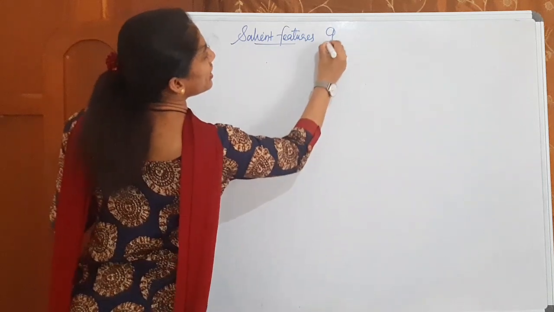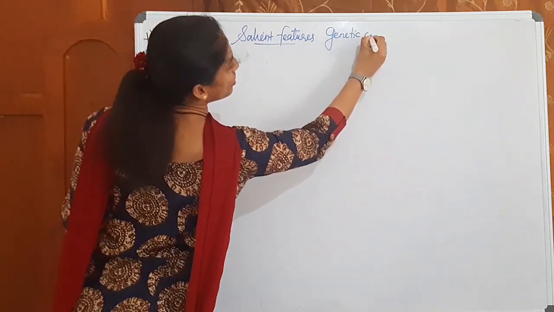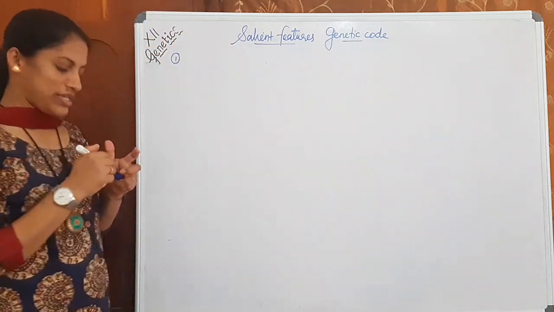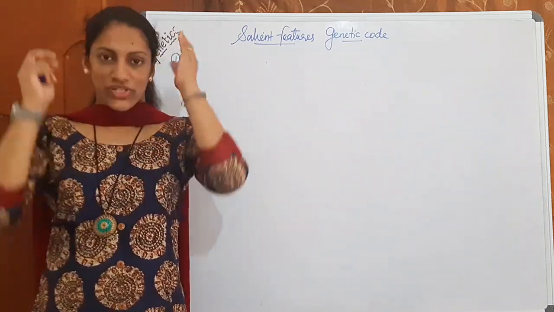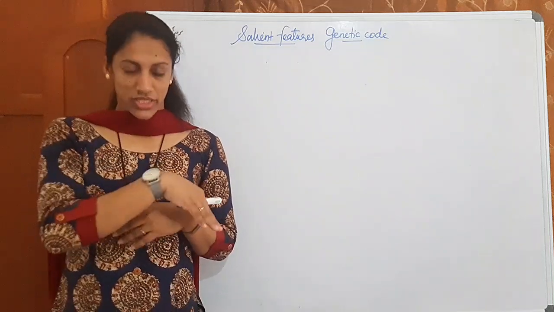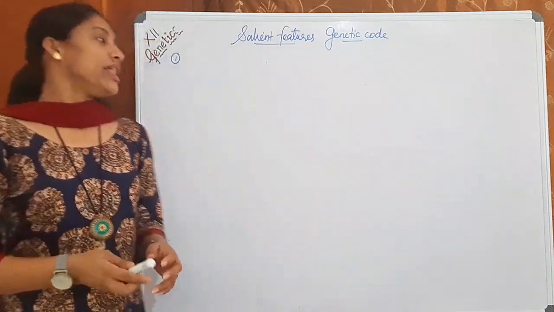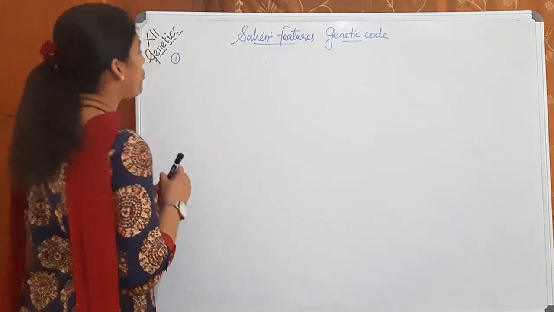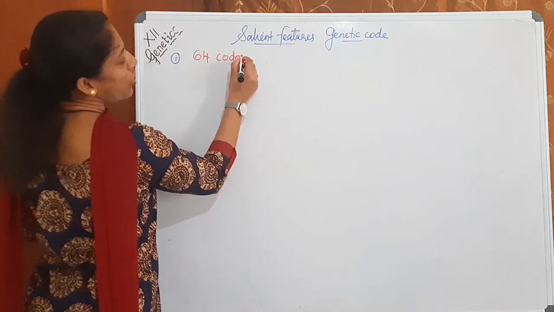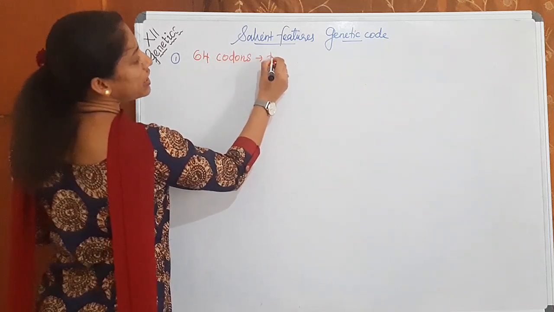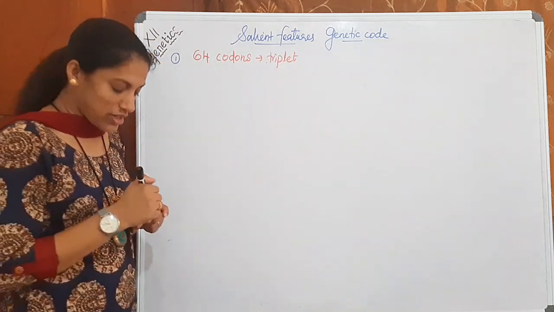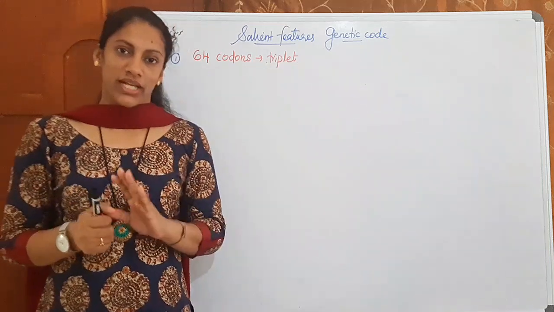Okay, what are the characteristics of the genetic code? One by one we can discuss the characteristics of the genetic code proposed by Nirenberg and Khorana, which is what we have just seen. There are a total of 64 codons. The first point: there are 64 codons. What type of codons? Each codon is a triplet. A triplet means a combination of 3 nucleotides.